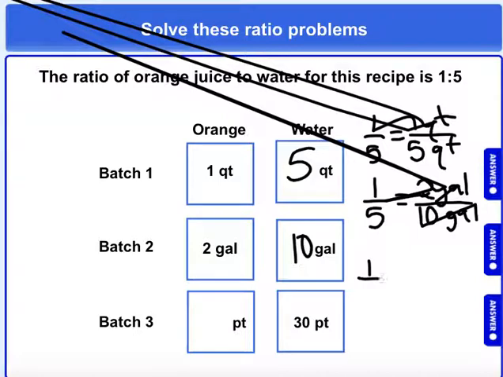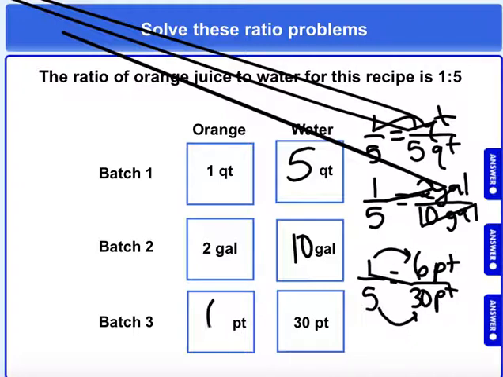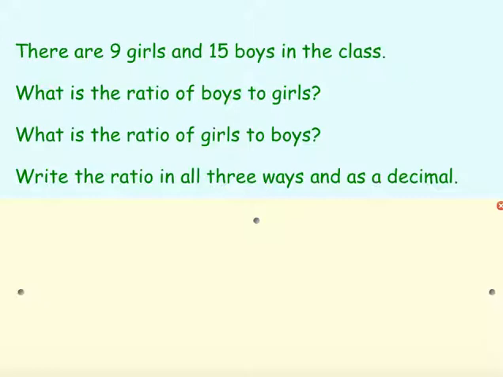And lastly, if I still have my ratio of 1 to 5, and I have 30 pints of water, notice that I don't put it next to the 1, I put it next to the 5 for the parts of water that I need. Well, 5 times 6 is 30, so 1 times 6 is 6 pints of orange. So we can use this idea of ratios and scale it up or scale it down. Really, what we're doing here is proportions. That's what it's called, proportions.